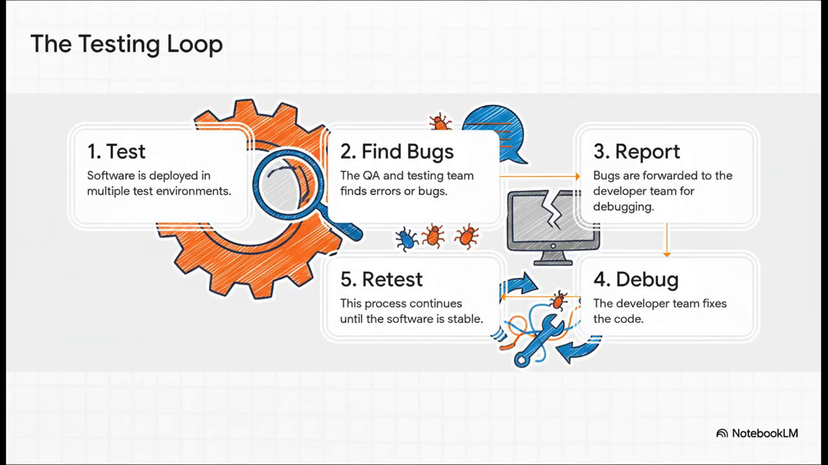And testing isn't just a single step. Oh no, it is a relentless loop. The quality team's job is to hunt for bugs. When they find one, they report it. The developers fix it, and then the testers go right back in and try to break it all over again. This cycle repeats over and over and over until the app is absolutely rock solid.